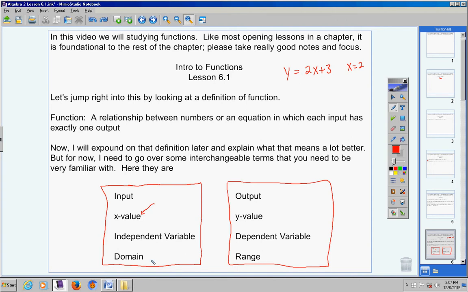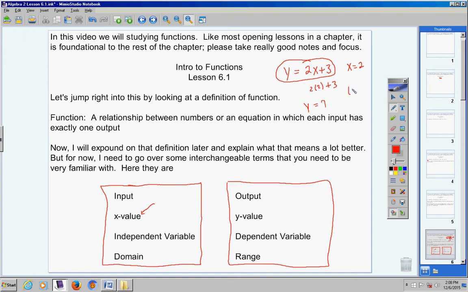Are you getting this? If I gave you an equation like this, and I said evaluate this equation at x equals 2, that means you're going to put 2 in for x. So what number did you put in for x? 2. That's your x value. Well, you can call this 2 your input, or you can call it your x value, or your independent variable, or your domain. Now, if you put 2 in like this, 2 times 2 is 4, plus 3 is 7.